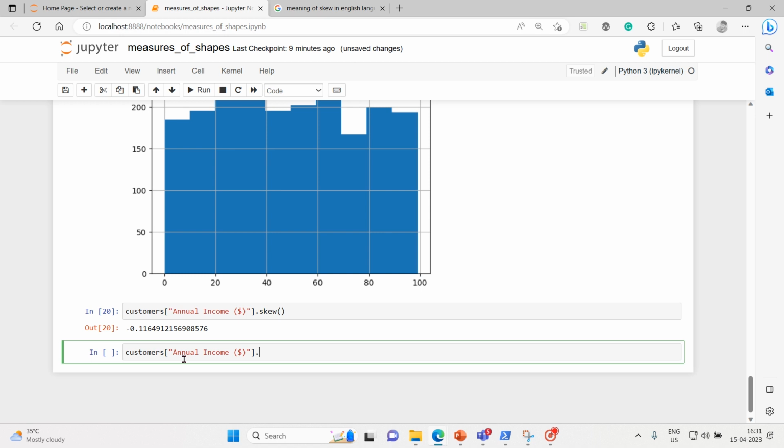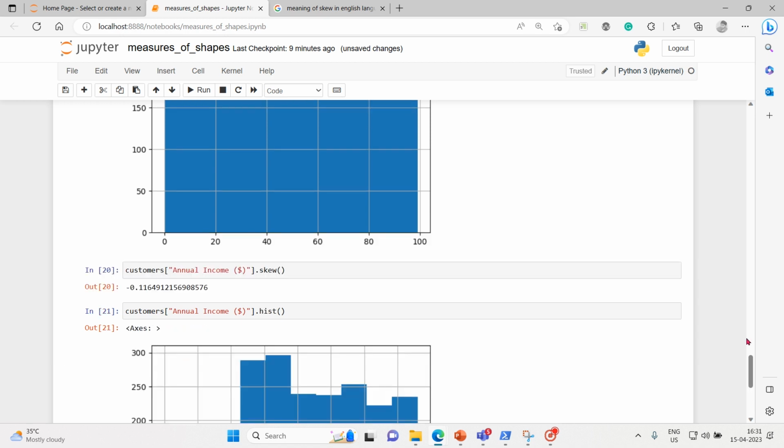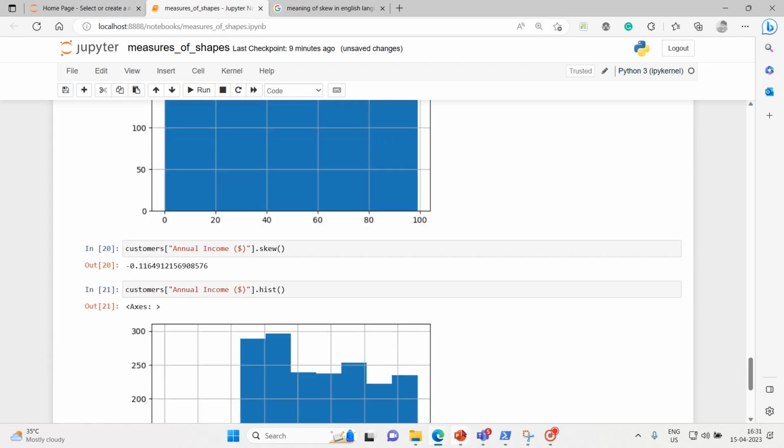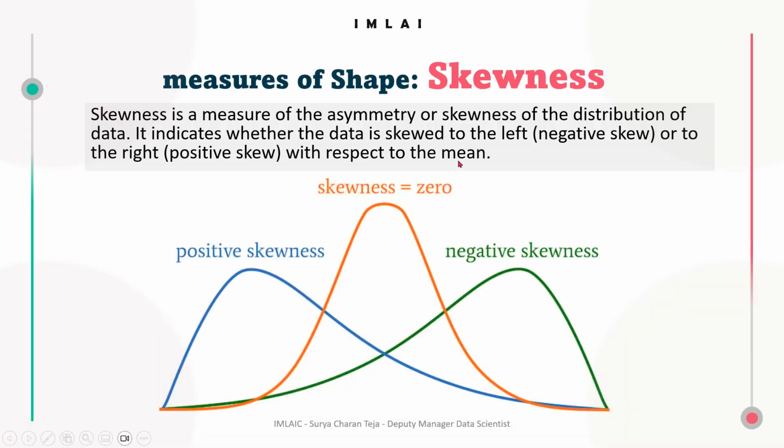Let me put it into a histogram. Yep, obviously negatively skewed. The negative portion has been skewed. So most of our customers are rich. Rich customers. That's okay. This is how the measures of shape help us to understand more insights from our data.